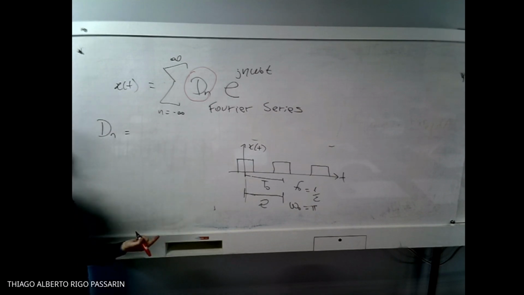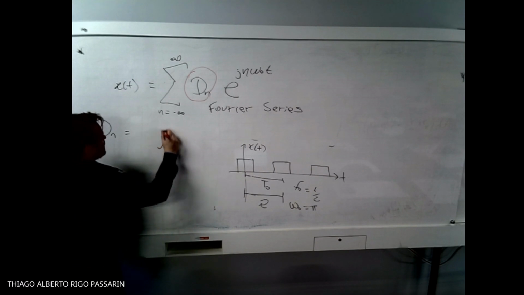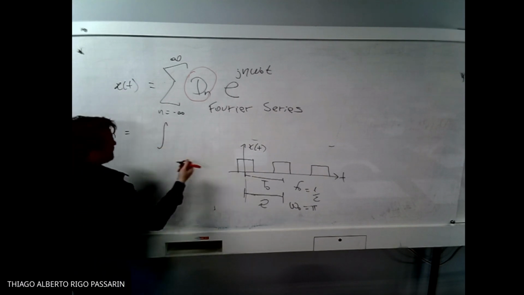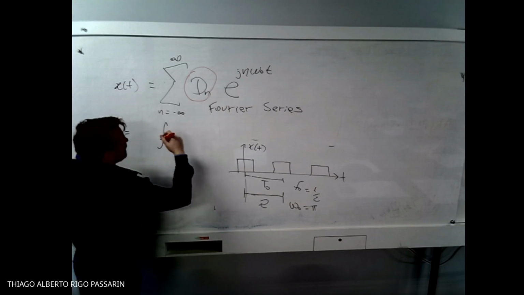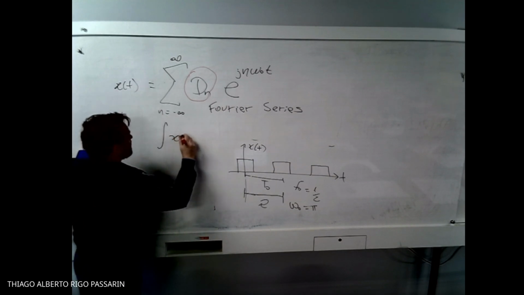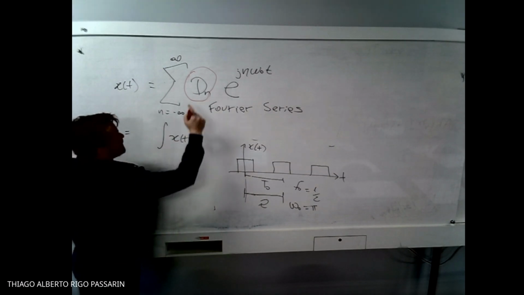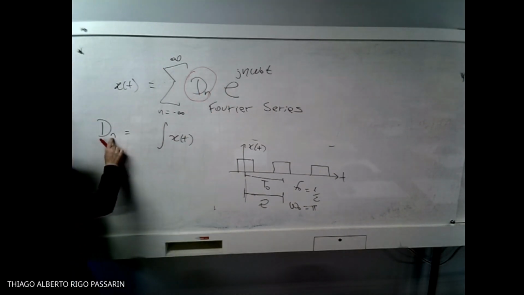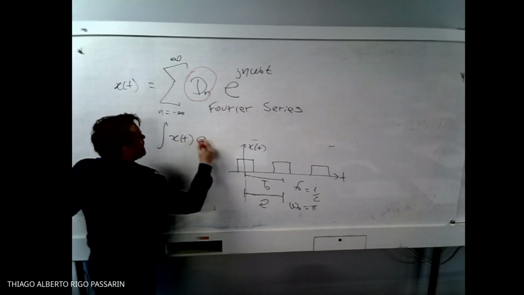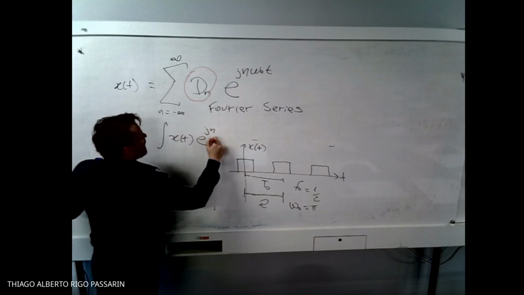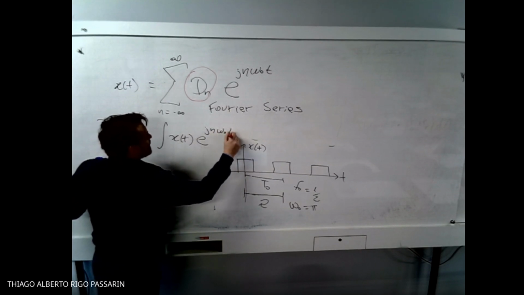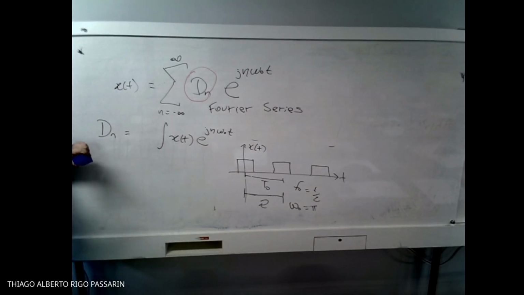Now we are in a continuous space, so we do not do a sum, we do an integral. So it's the inner product, which is the pointwise multiplication of x of t by e to the j n omega 0 t. So I'm looking for the nth coefficient. So e to the j n omega 0 t. There's one detail here.